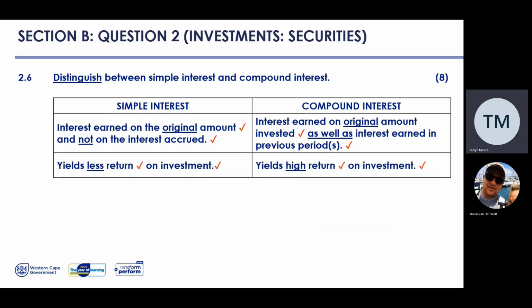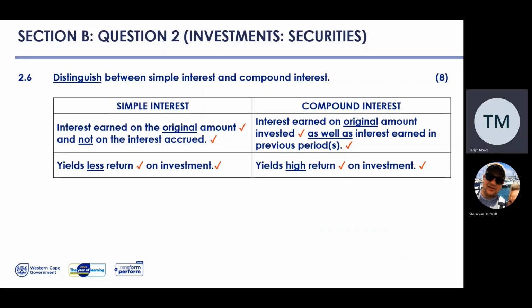As I have said, when I speak about simple interest, the S has two smaller gaps, one at the top of the S, one at the bottom. So therefore, I'm going to yield less of a return on my investment. And compound interest is one big C and it's open to receive more at once. So therefore, it yields a higher return on the investment.